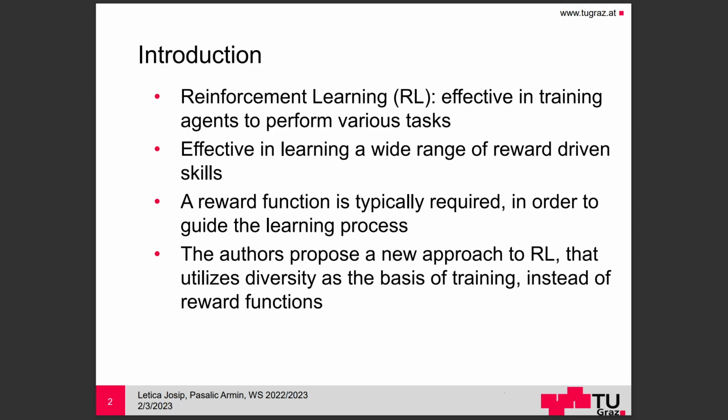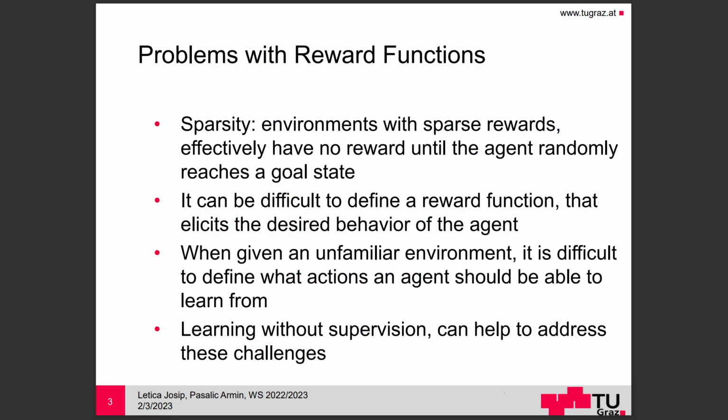And in this paper, the authors propose a new approach to reinforcement learning that doesn't utilize reward function as the basis of the training, but instead utilizes diversity. So why exactly would we want to do that? Now, as it turns out, reward functions actually have quite a few problems. One of those problems is sparsity. Now, if the environments are sparse and also the reward functions are sparse, we would effectively have little to no reward during our training until the agent just randomly stumbles upon a goal state.